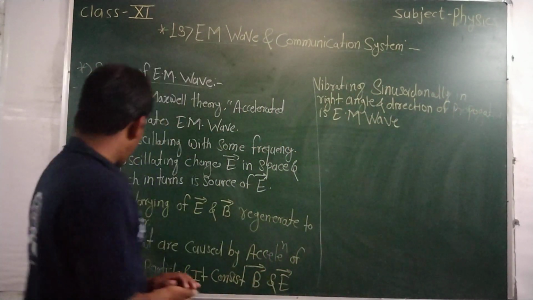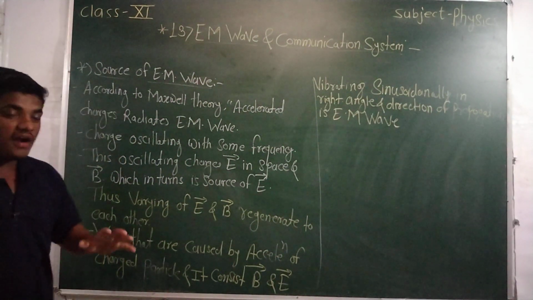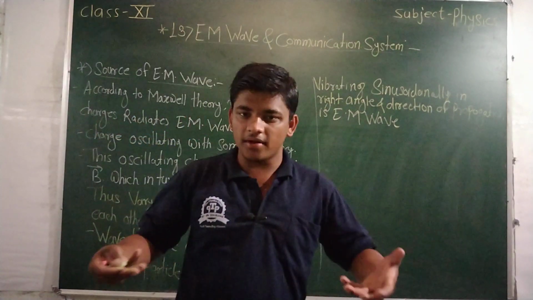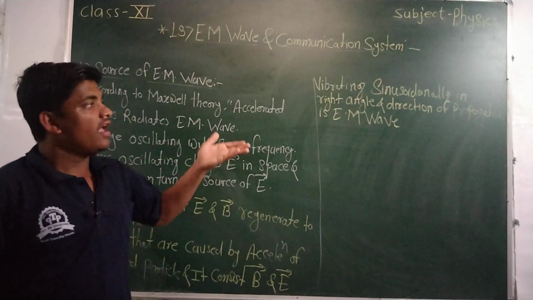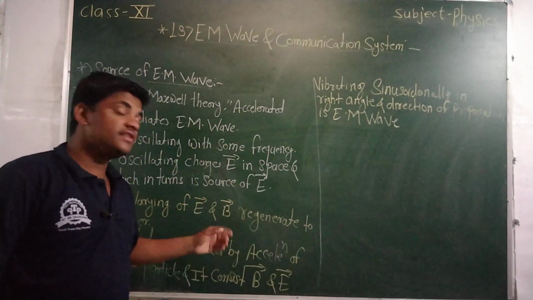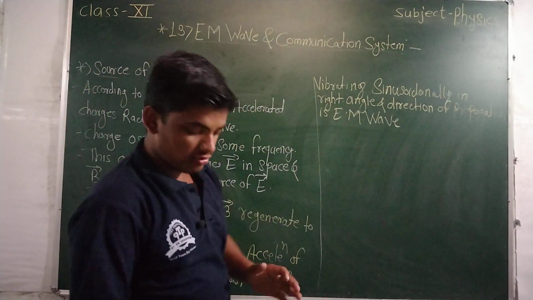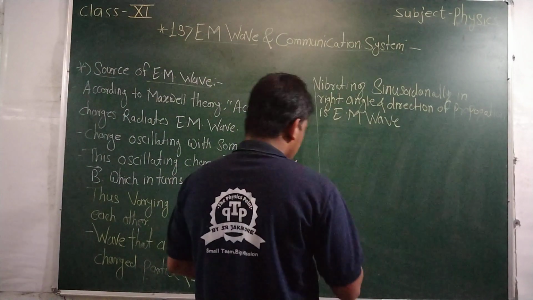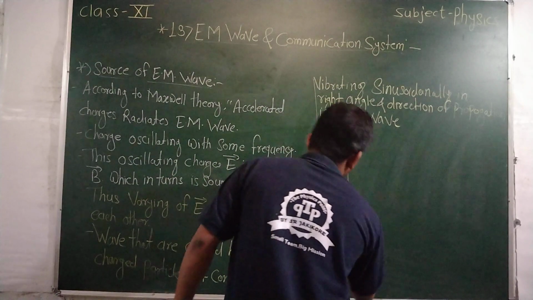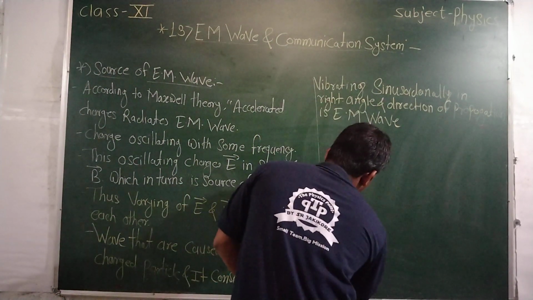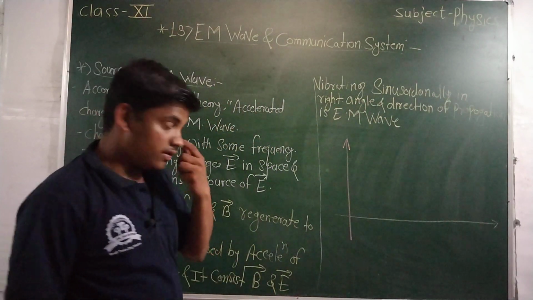If you don't understand the sentence: a wave that is caused by the acceleration of charged particles consists of electric and magnetic fields perpendicular to each other, and the direction of propagation is called electromagnetic waves or radiation of electromagnetic waves. Then I will draw a diagram here for a proper understanding of what electromagnetic waves are and the direction of their propagation.